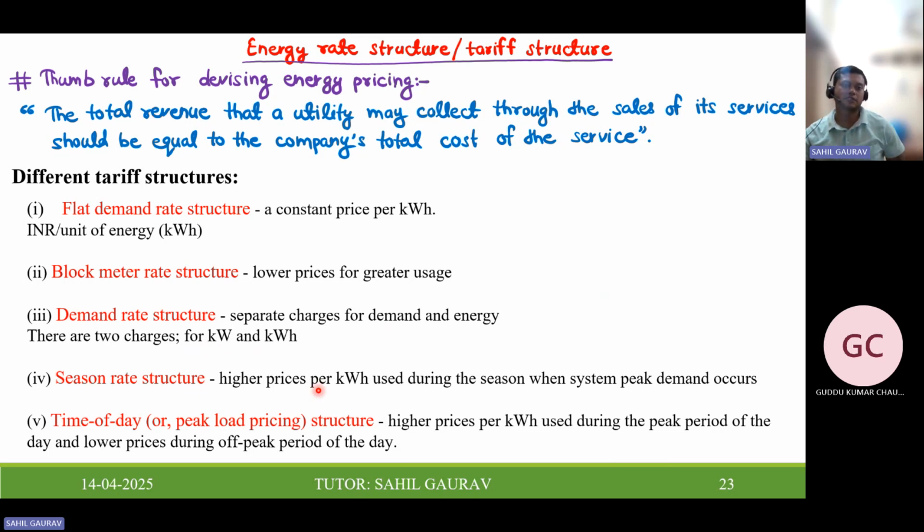And next we have the seasonal rate structure. We have higher prices per kilowatt hour during the season when the system peak demands occur. So it may be applied in the summer season, where we have higher prices per kilowatt hour because the peak demand increases due to more usage of air conditioners. And time of day is just like the seasonal structure. Here we have higher prices for a peak period of the day, and lower prices during the off peak period of the day.